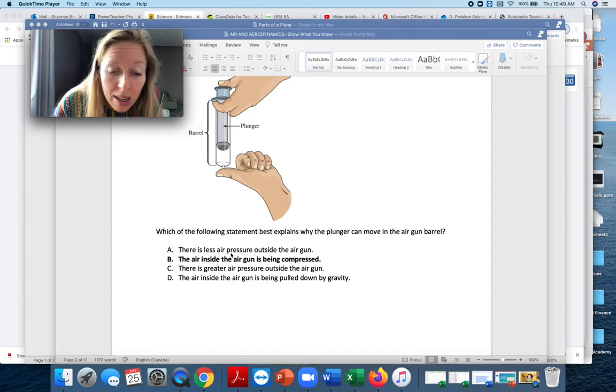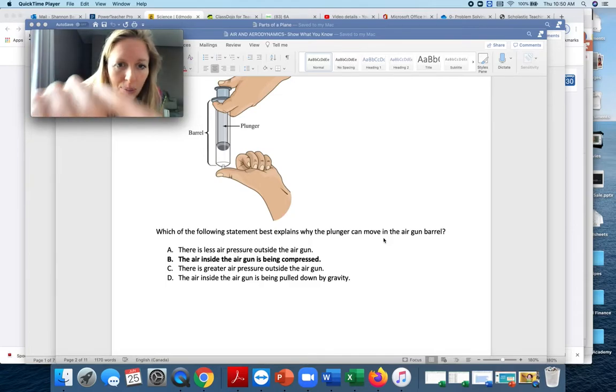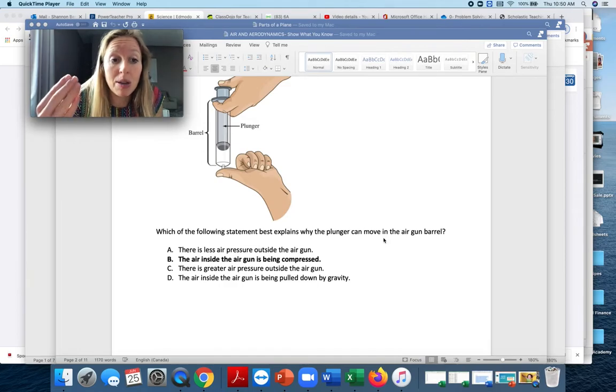There would be higher air pressure inside because it would want to equalize back out, so less air pressure outside the gun. Yeah, that would also be correct, but that doesn't answer the question. The question is asking, why can the plunger move within the barrel? It has nothing to do with air pressure outside. The air pressure outside the plunger isn't pushing the plunger in. It's the fact that air can be compressed. That's why this is the correct answer.